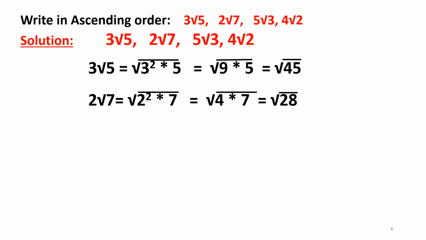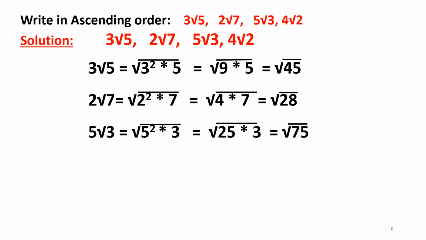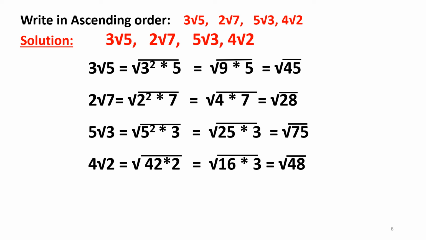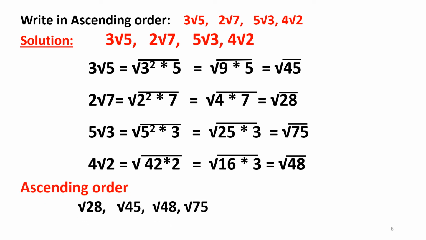Similarly, the second number: outside number 2 is going inside. So 2 root 7 is root 28. 5 root 3 is root 75. Fourth number, 4 root 2 is root 48. Now all the four numbers, easily you can write in ascending order. We have written, now write the original number.